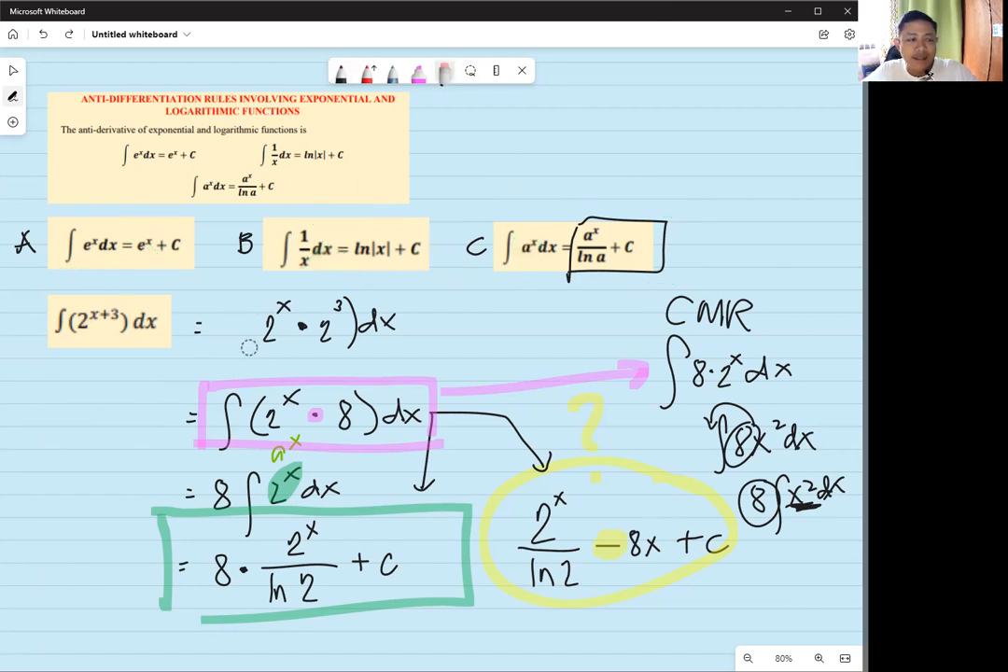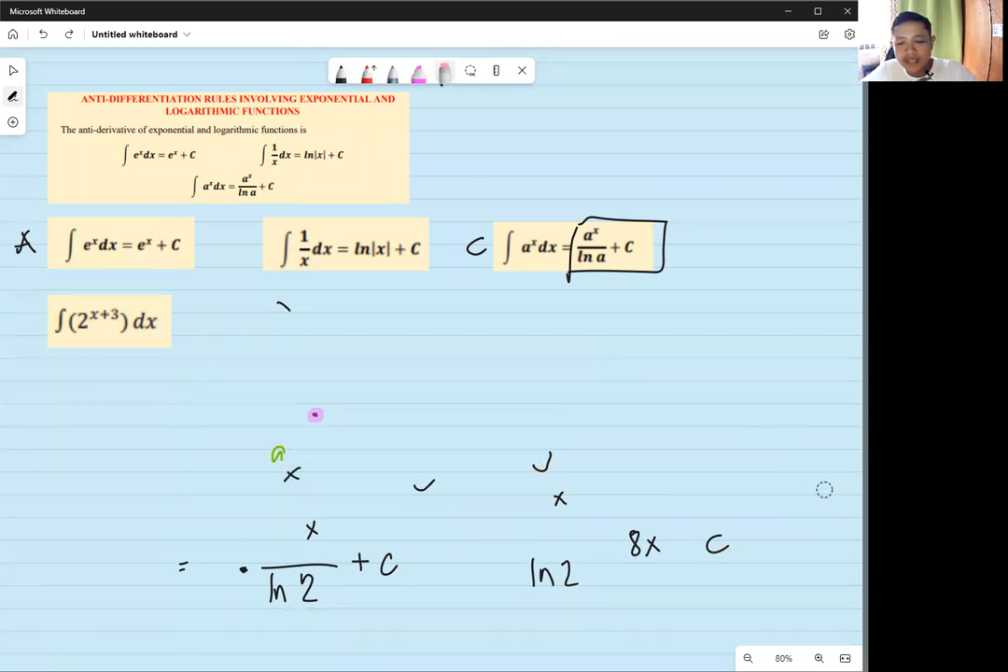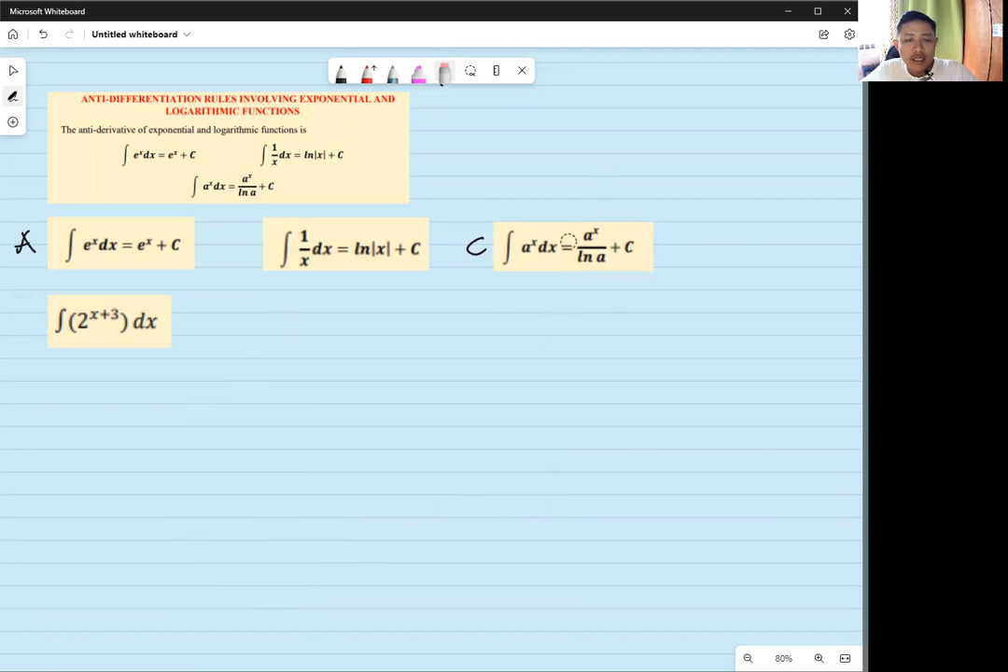Now let's have another example. This time I want you to analyze again. Because in calculus and integral calculus, the key here is analysis. You just have to analyze. If you are able to analyze the given, then your problem is already half solved because you know which rule to follow. Okay, let's have this example.